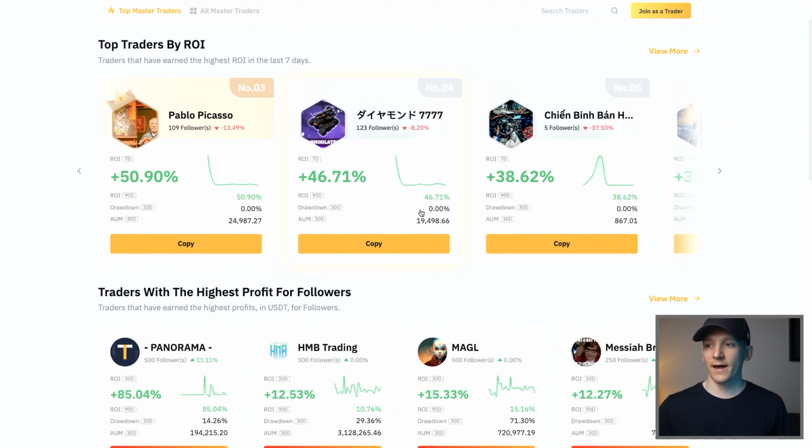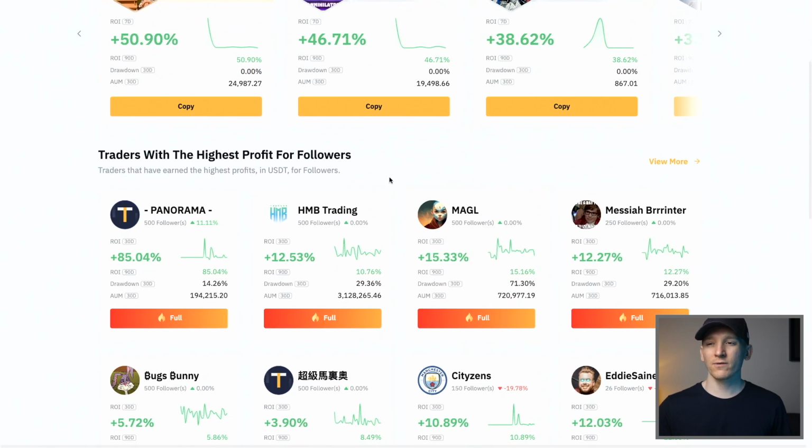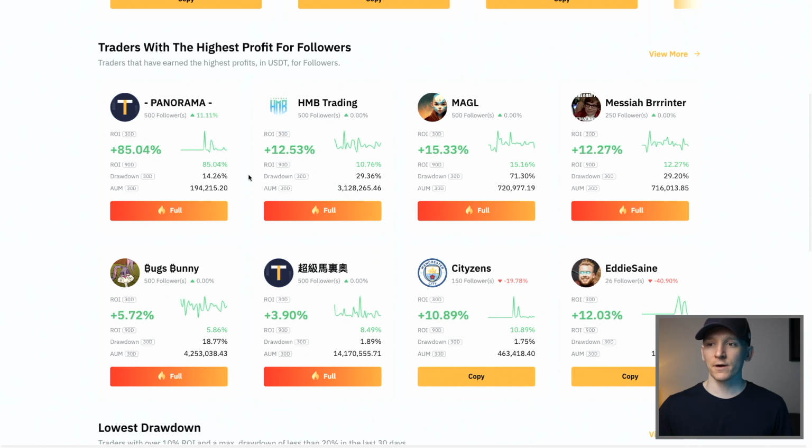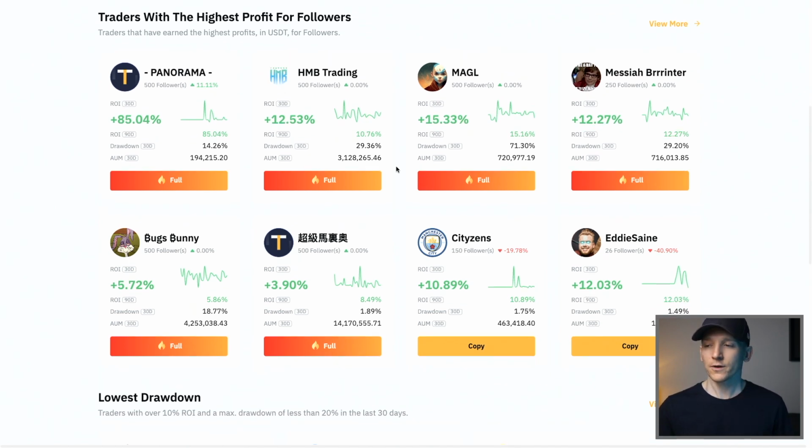This trader has more assets under management. You can see $20,000. If we come down to highest profit, that's really where the biggest traders are. You can see they're much more bedded in. So HMB Trading actually has 3 million under management. Now that's much higher, it's a much bigger amount, and so that indicates that they're a much more mature trader on the system, and that's something that I would want to follow way more than people that have not been here too long, because you need a bit of history here.